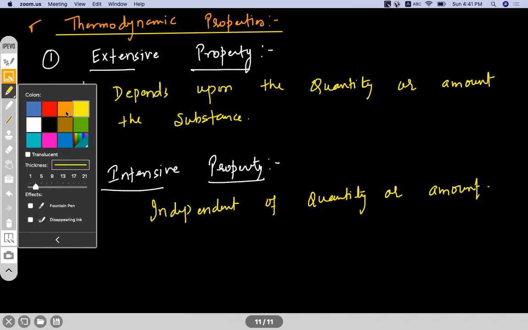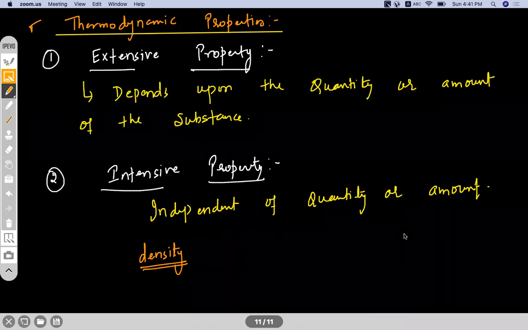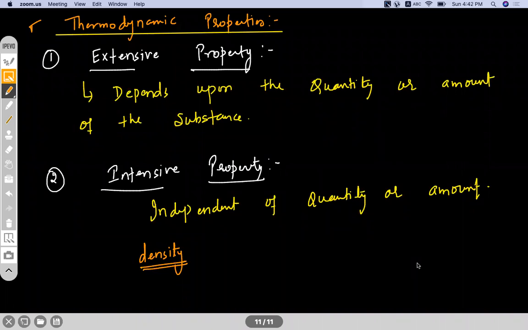Okay, tell me. Density: intensive or extensive? Density is intensive, right? Don't get confused. It is an intensive property because suppose you have water, if you take one glass of water or one bucket of water, the density of water won't change. Correct?